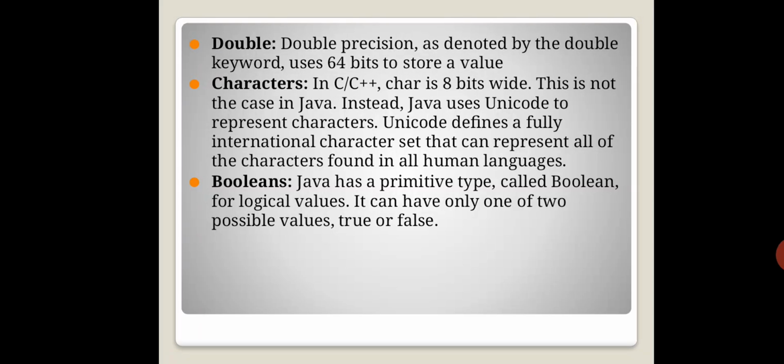Okay, last but not least, Booleans. Java has a primitive type called boolean for logical values. It can only have two possible values, true or false. I have already given some examples for boolean. So boolean can be used if the program needs logical values only. That is the reason why they have given this boolean data type for development purposes.